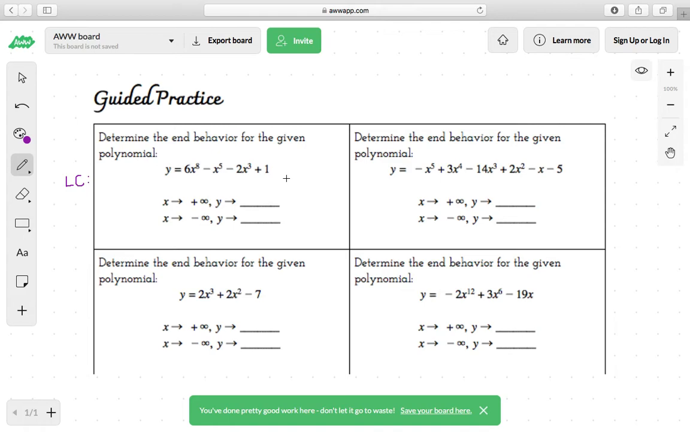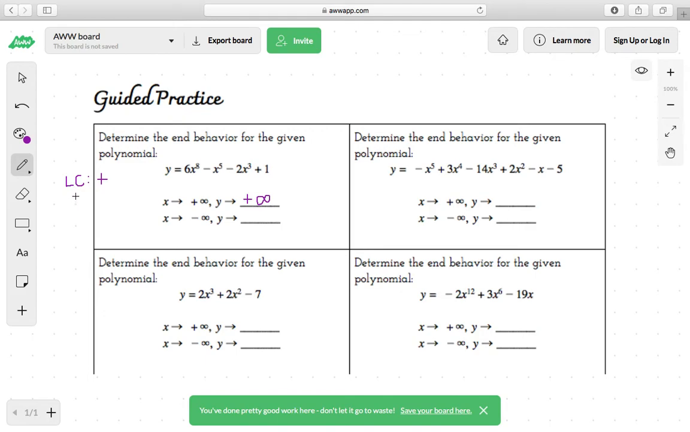So I can identify my leading coefficient, and I'm looking to see if it's positive or negative. My leading coefficient in this one is a positive 6. So that means my leading coefficient is positive, which tells me my first line here is going to be a positive infinity. That means the right side of my graph is going up. So my leading coefficient was positive, I put positive infinity here. Those have to match.